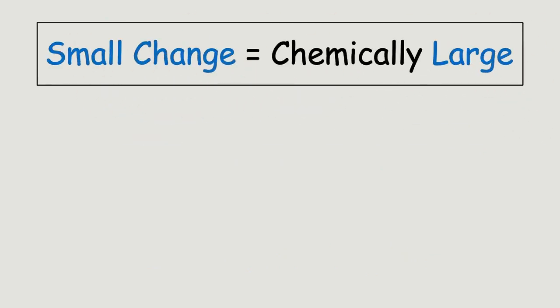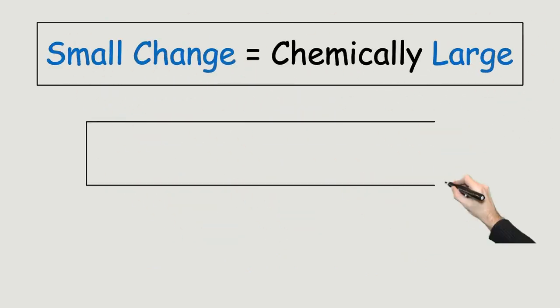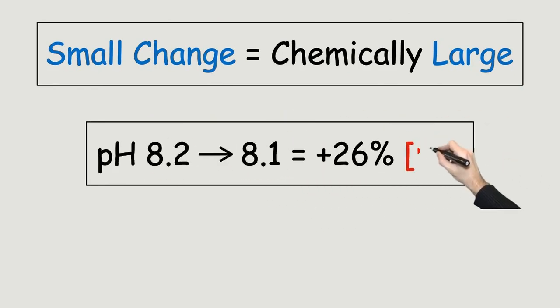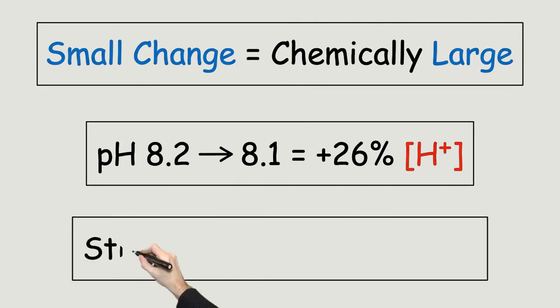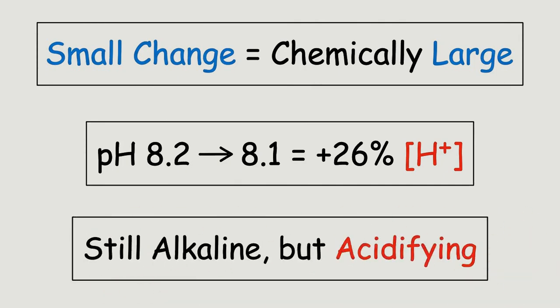This matters because pH changes that look small are chemically large. A drop from pH 8.2 to 8.1 represents about a 26% increase in hydrogen ion concentration. The ocean is still alkaline, but it is significantly more acidic than it used to be.